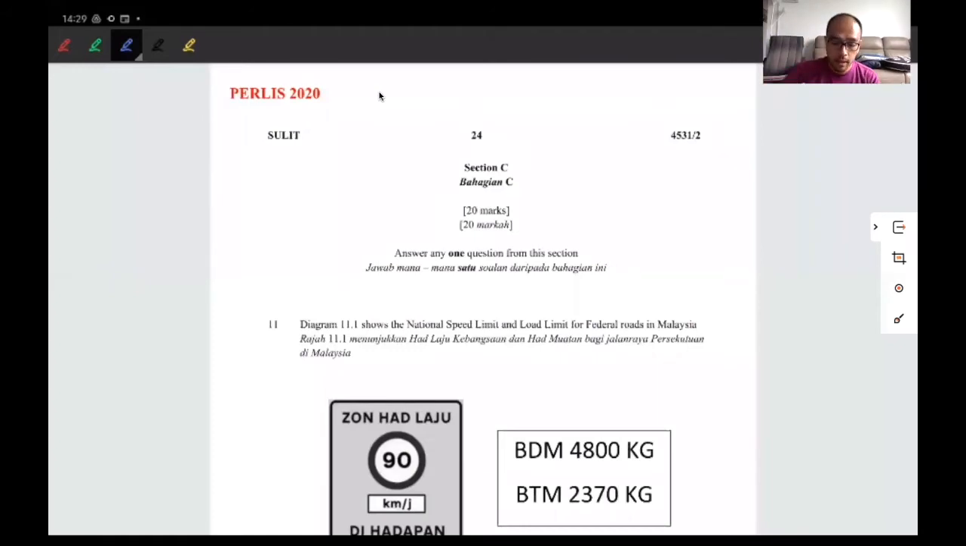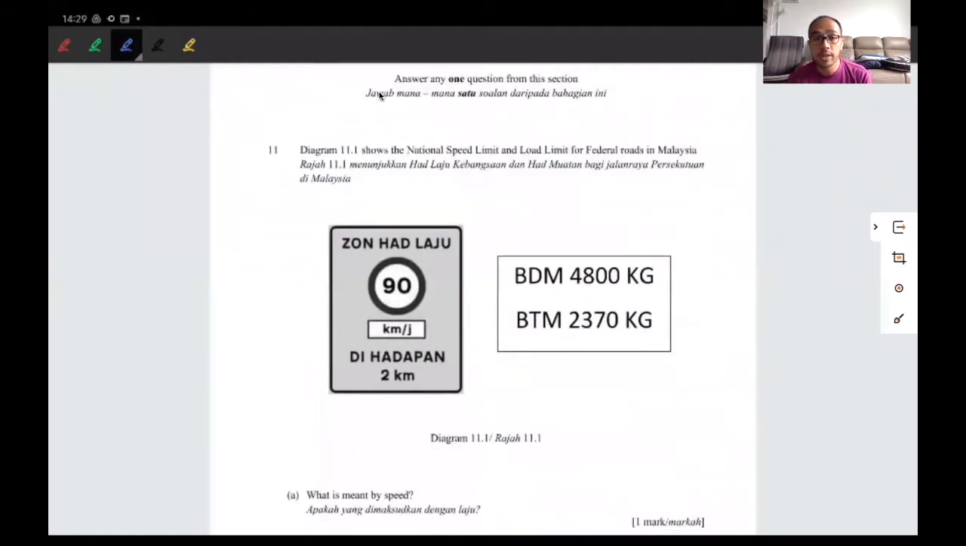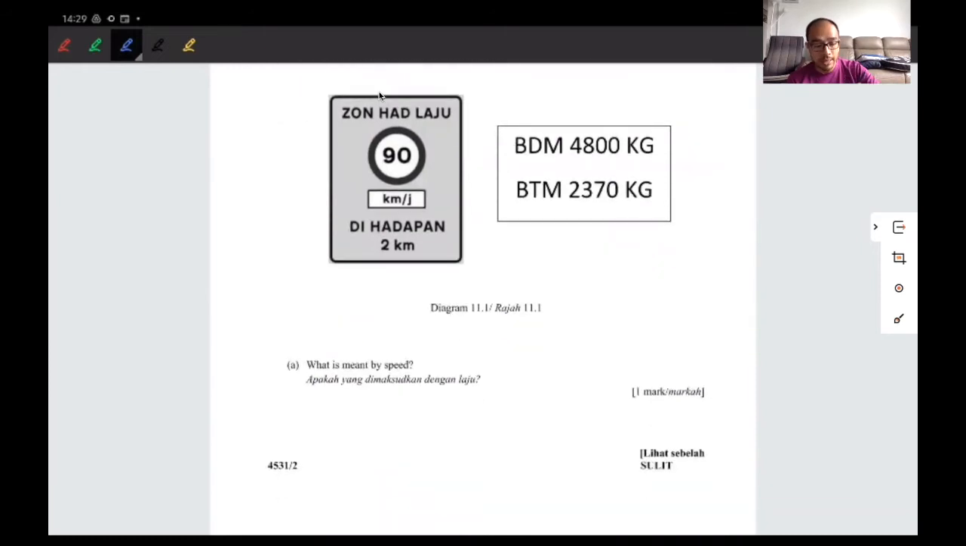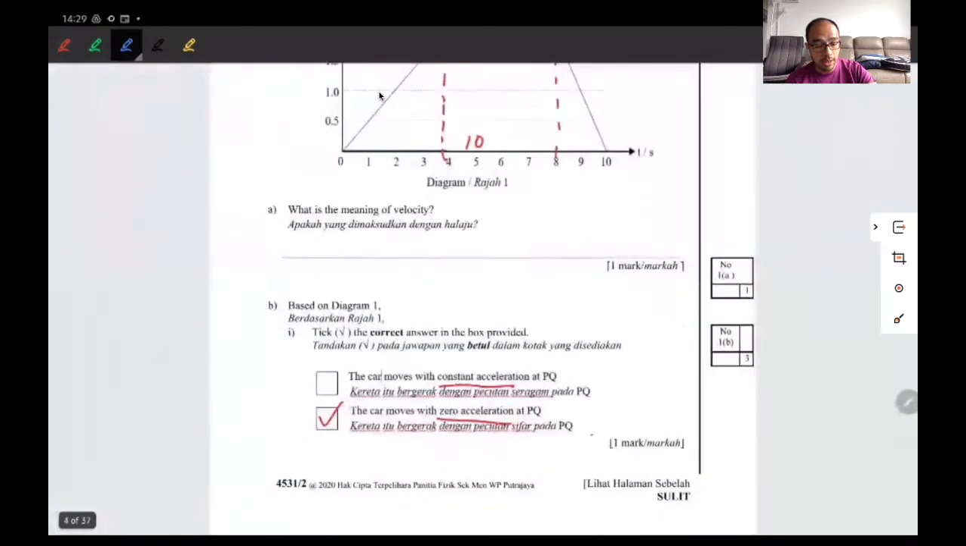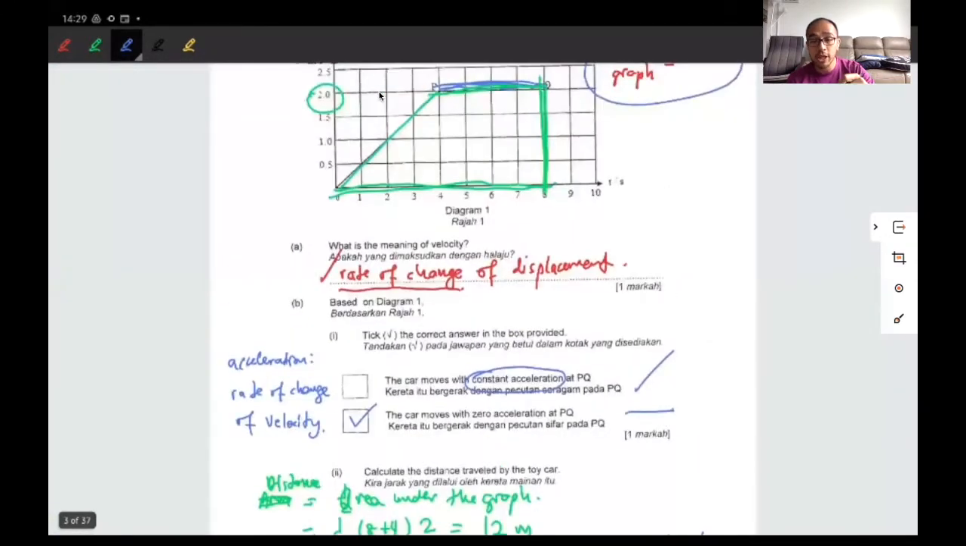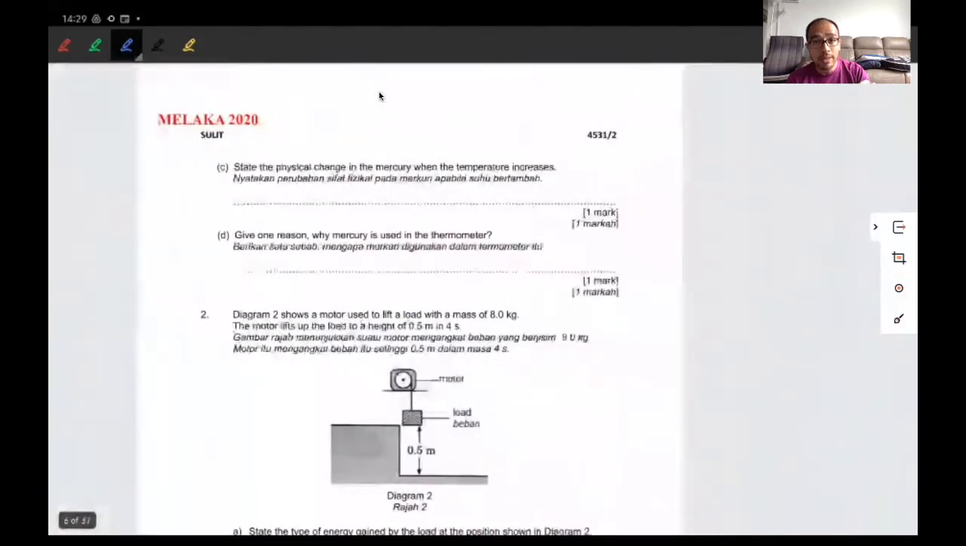Okay, so diagram 11.1 shows the national speed limit, which is 90, and the load limit for federal roads in Malaysia. Load limit is usually for trucks, for lorries and trucks. So you have BDM at 4,800 and BTM at 2,370. So what is meant by speed? Now, just now, when we were doing velocity, what is meant by velocity? We were saying that velocity is the rate of change of displacement because it is a vector quantity. But now we're talking about speed.